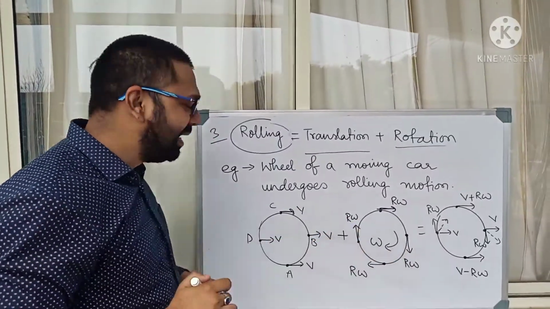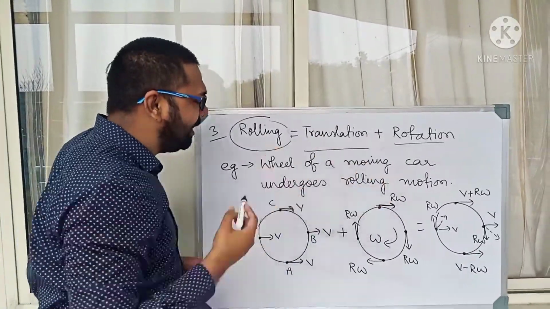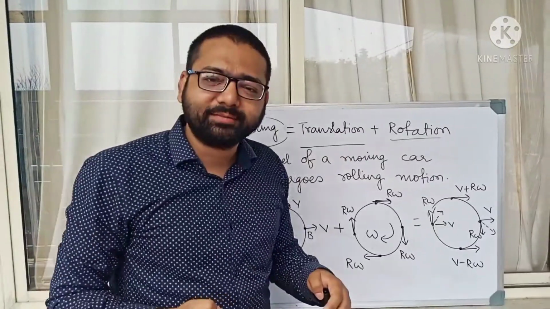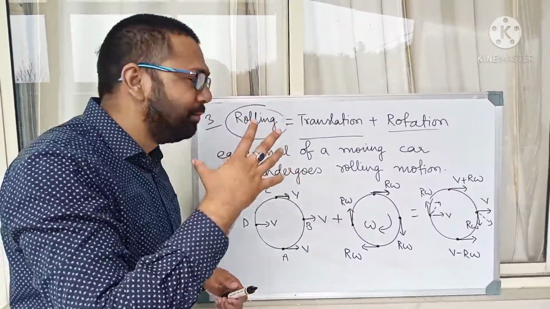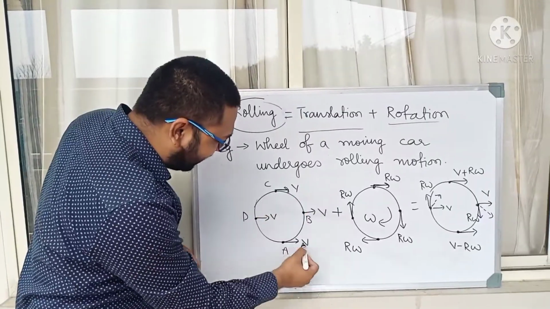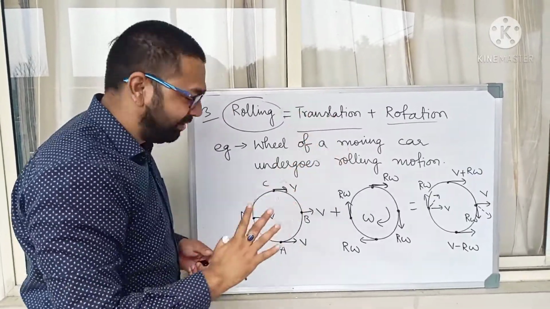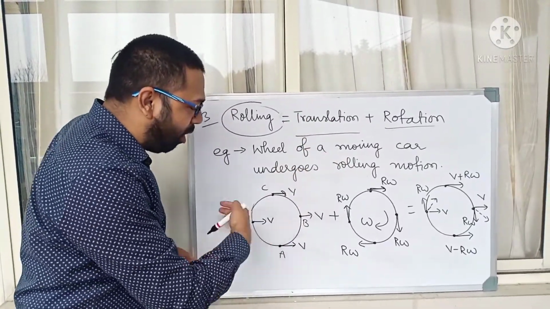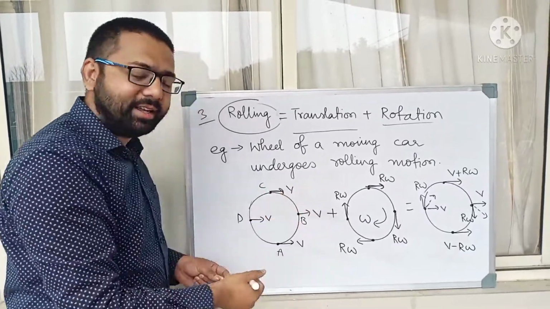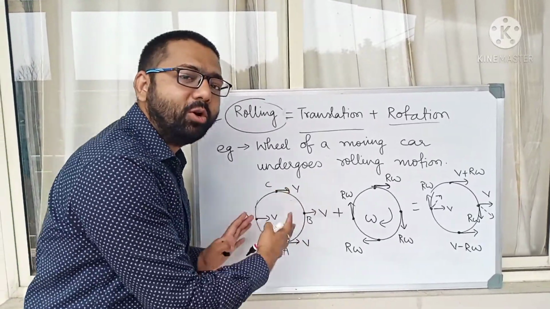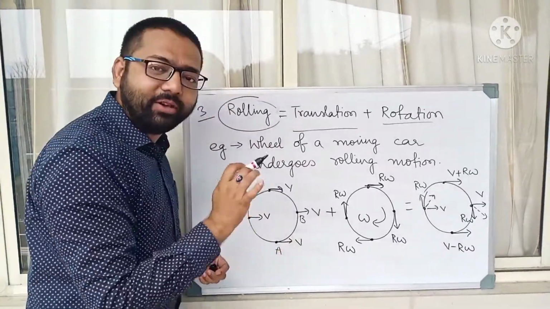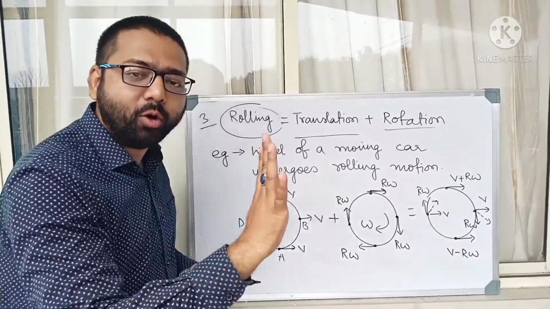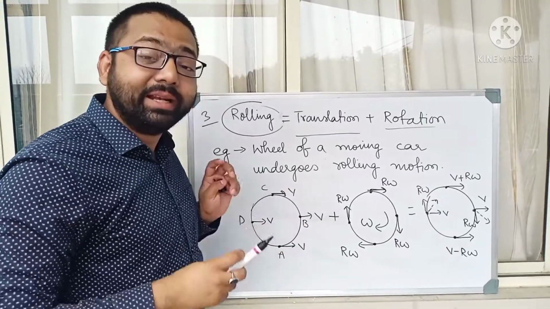Here we are taking an example. The wheel of a moving car undergoes rolling motion. Let us try to understand how. If it is only translation, I have taken this wheel with 4 points, A, B, C, D, and all will have the same velocity, as you find here. So this situation is pure translation. All points A, B, C, D have the same linear velocity.